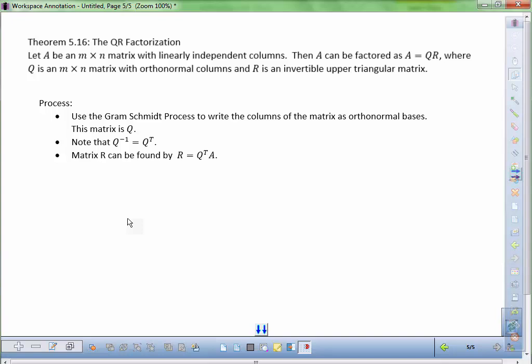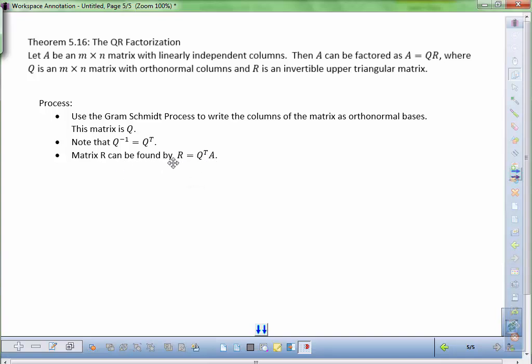Now, how do you find R? Well, one of the theorems that we had was that if you have an orthogonal matrix, and I don't know, Hal still doesn't like this name, orthogonal matrix, which is a matrix of orthonormal columns. They should have called it orthonormal, but they call it orthogonal. So if you have an orthogonal matrix like we would have gotten in Q, then the inverse is the same as its transpose.